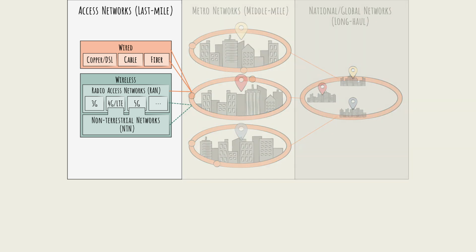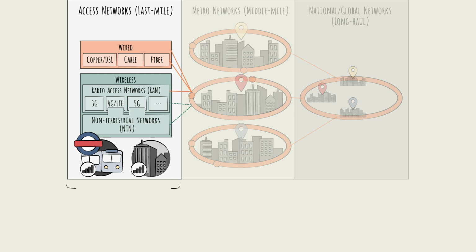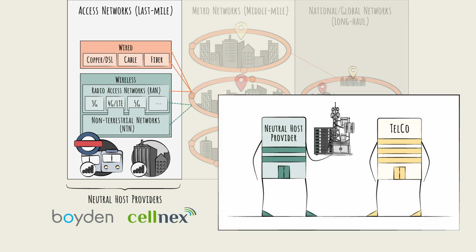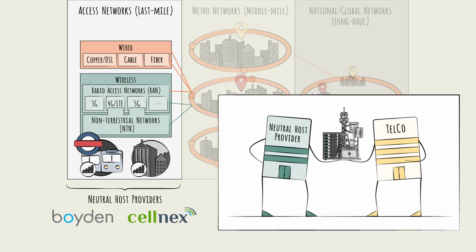For example, there are some companies that focus on access networks in hard-to-serve areas, like in underground metro stations or dense urban centers. These are the so-called neutral host providers, companies like Boyden Networks and Cellnex Telecom. They operate the network and share it neutrally with multiple carriers.